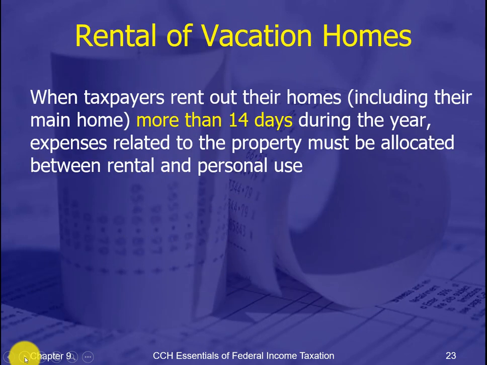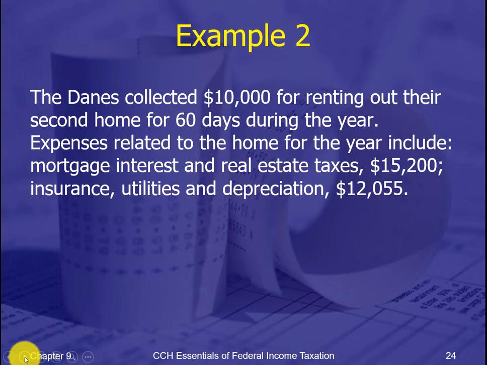So, what happens when it gets more than 14 days during the year? Okay, now we have to allocate between rental and personal use, kind of like we did when we owned half and half. Now we're going to do it based on time. All right, so more than 14 days we have to allocate. So our second home for 60 days during the year, expenses related to the home for the year include so forth.